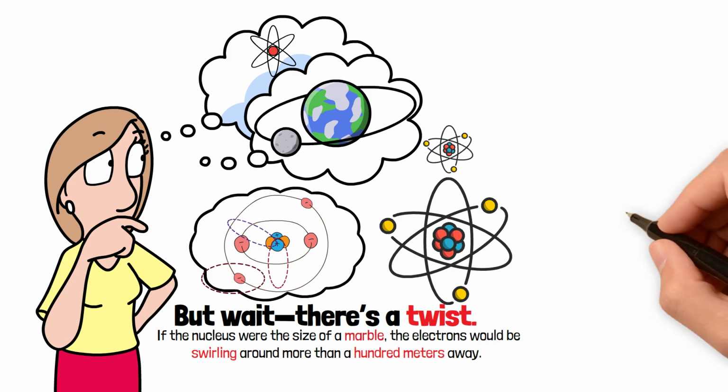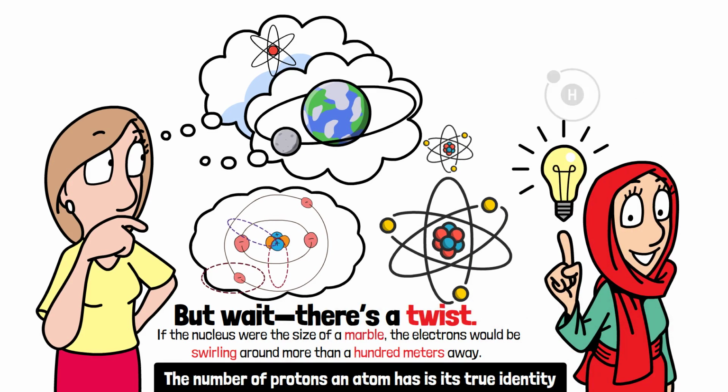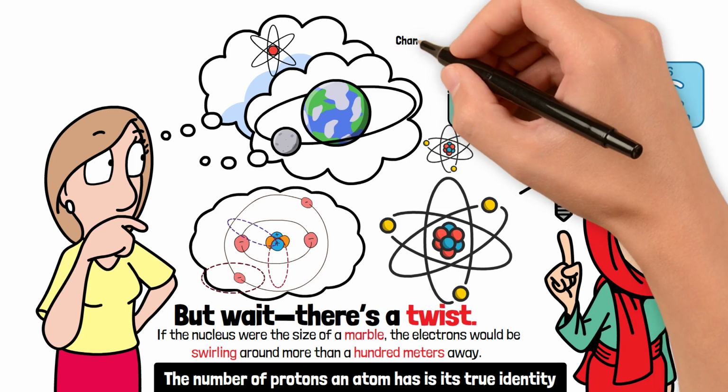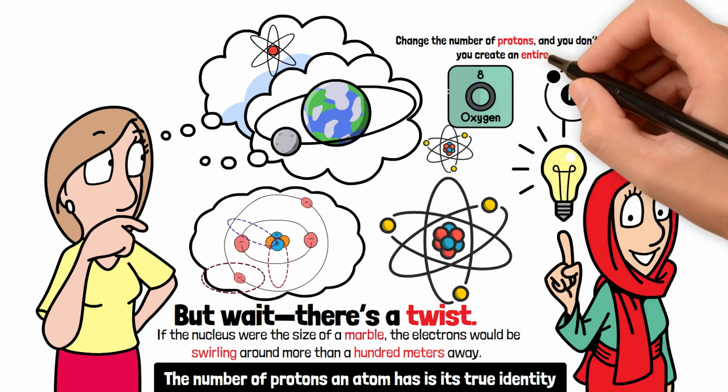Here's something even more interesting. The number of protons an atom has is its true identity. 1 proton, hydrogen. 6 protons, carbon. 8, oxygen. Change the number of protons and you don't just modify an atom, you create an entirely different element.